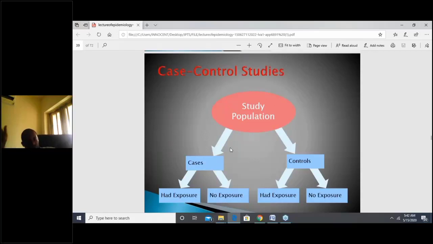Then the control are the other group of people that are healthy, okay? So you separate your study into two. The case, these people have had this disease. The control, these people are healthy. Let me give you an example.